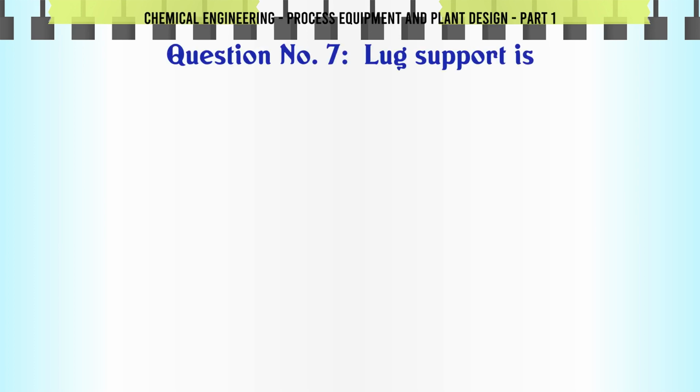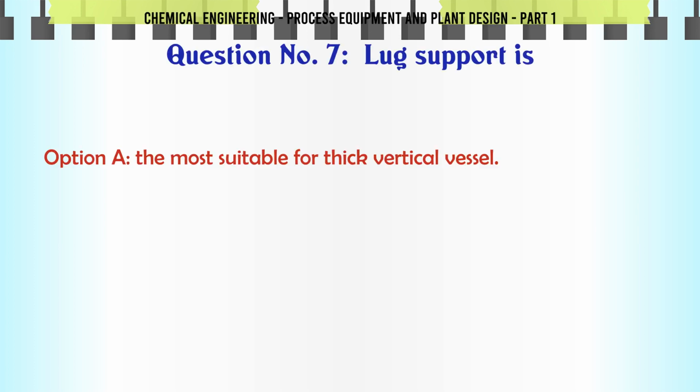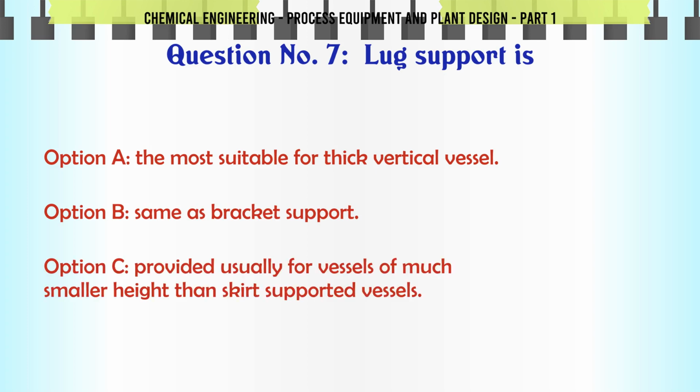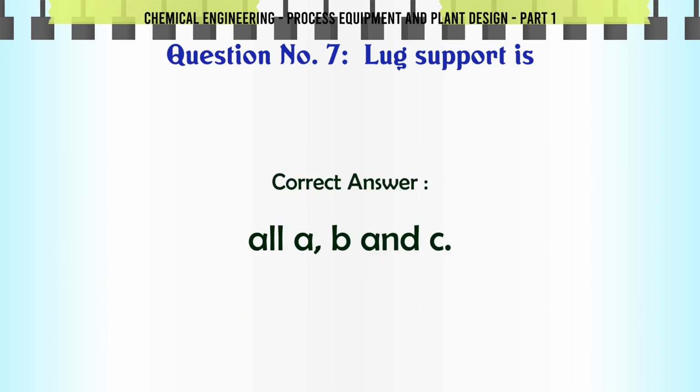Lug support is A. the most suitable for thick vertical vessel, B. same as bracket support, C. provided usually for vessels of much smaller height than skirt supported vessels, D. all A, B and C. The correct answer is all A, B and C.